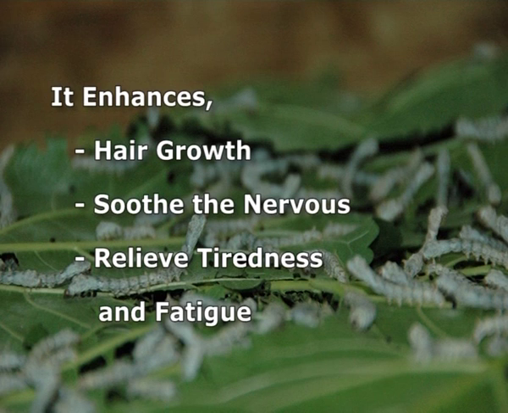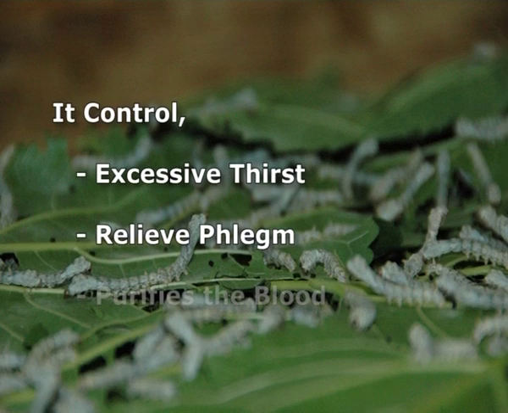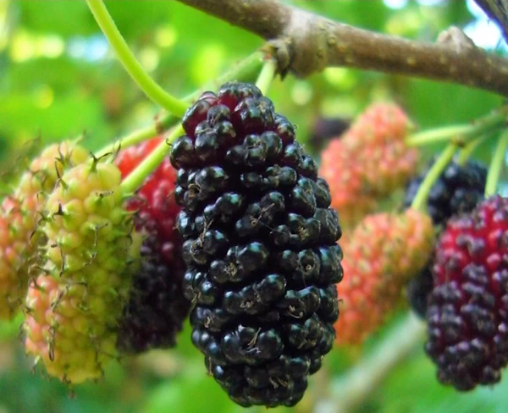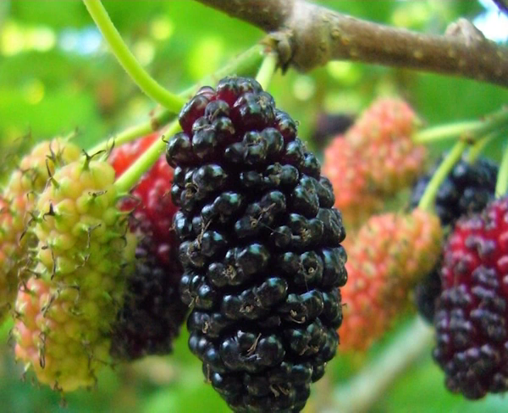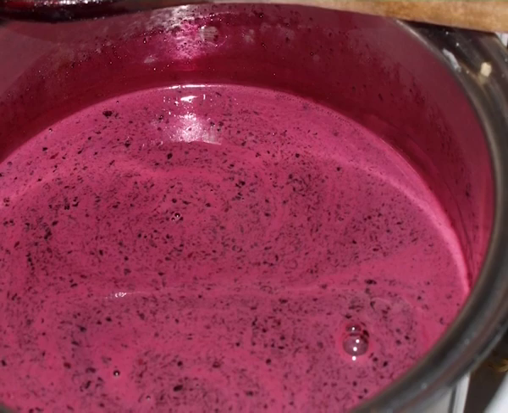It benefits in gastritis, dizziness, hepatitis and insomnia. It controls excessive thirst, relieves phlegm, purifies the blood. Consuming mulberries during the hot season benefits the blood and has a cooling effect on the body. Excessive yellowness of the urine is controlled by consuming mulberry juice to which sugar has been added. In mouth ulcer and enlarged glands, gargle with a solution of mulberry sorbet. Add 1 teaspoon of mulberry sorbet to a cup of water to make this solution.